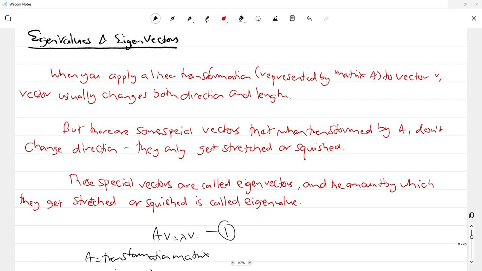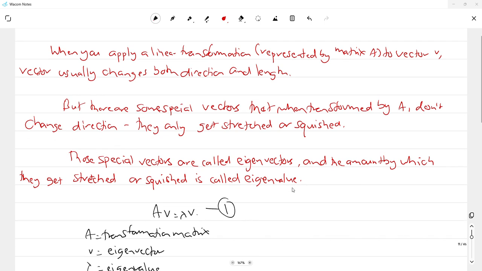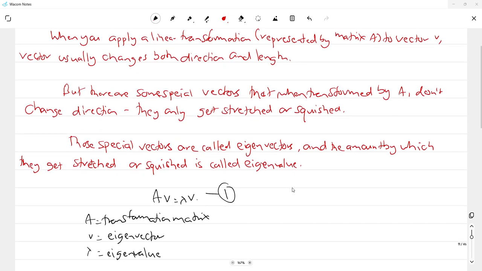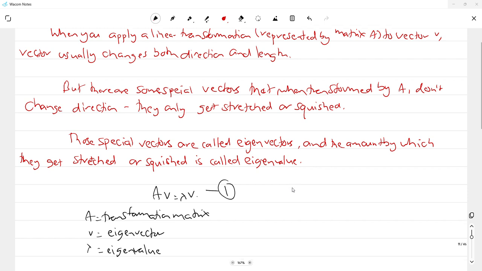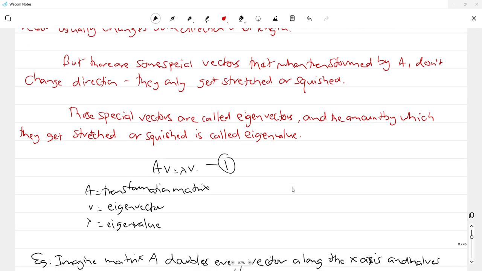So imagine you have a matrix, a transformation that stretches, squishes, or rotates space. You pick a vector, apply that transformation, and usually your vector changes direction and length. But there's something special. Some directions don't rotate at all. They only stretch or shrink, and they keep pointing the same way. Those directions are called eigenvectors.